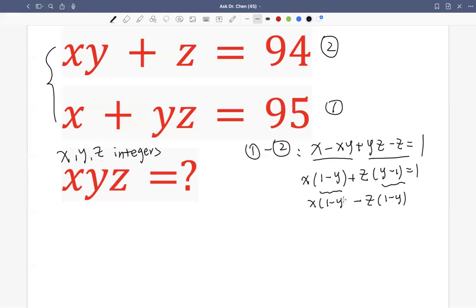x times (1 minus y). Now we have a common factor, right? 1 minus y, 1 minus y. So factor out 1 minus y, and then we have x minus z, and that equals 1.